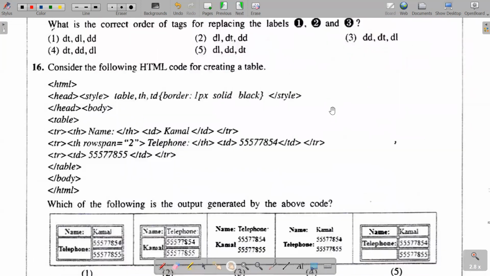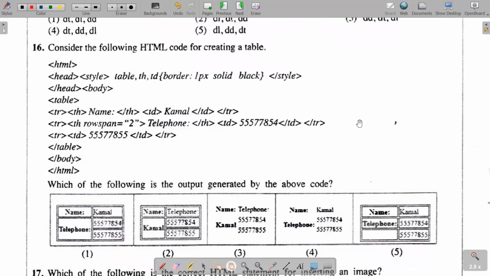So 16th is talking about the HTML code for creating a table. Right? So they're asking what's the correct output. So the HTML head is there, so it's okay. The style tag is there. And in the style tag, they have taken particular CSS for the table tag, for the TH tag, and for the TD tag. They say border 1px, solid black. So this means this is how big the border is.